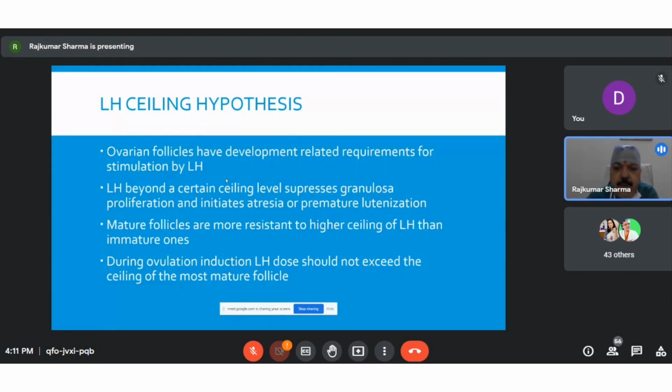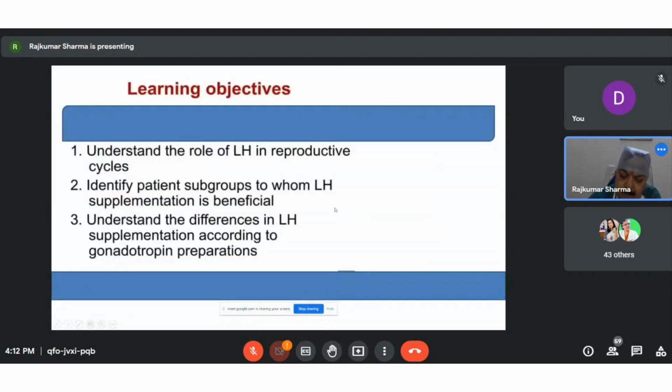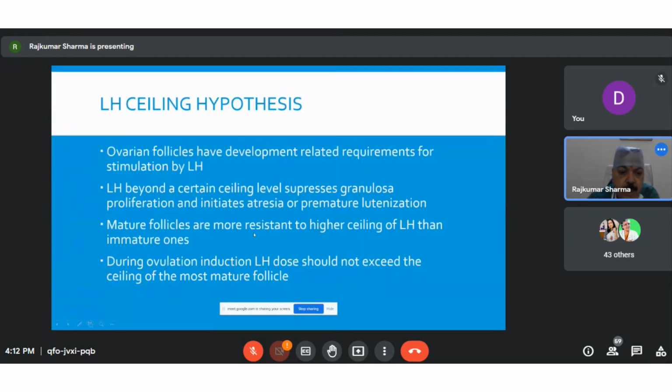So ovarian follicles have developmental requirements for stimulation by LH. That means in the initial stage, they do not require LH. It is only when they have grown beyond a certain size that they require LH, because by that time the LH receptors would also be present in the granulosa cells. Now, if the LH is beyond a certain ceiling level, that is, when it is high, it would suppress the granulosa proliferation and initiate atresia and premature luteinization, as I mentioned, which happens in PCO patients.